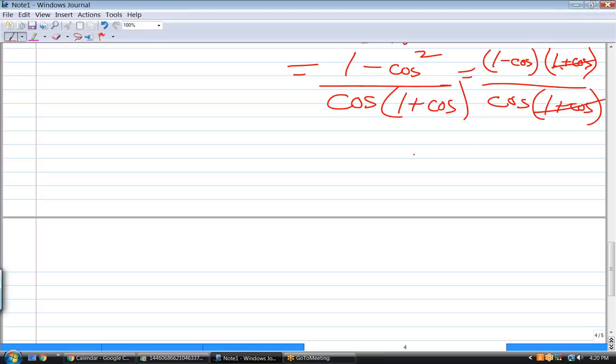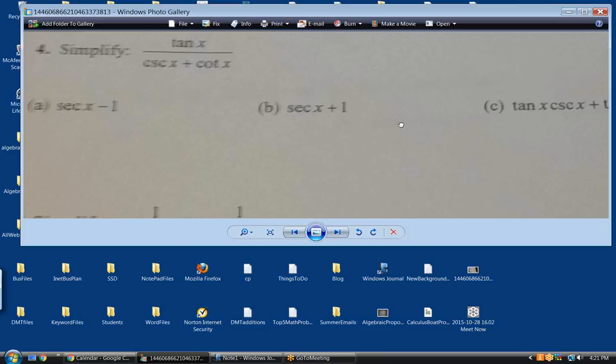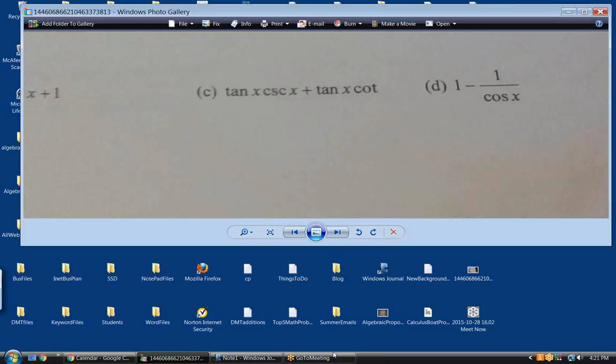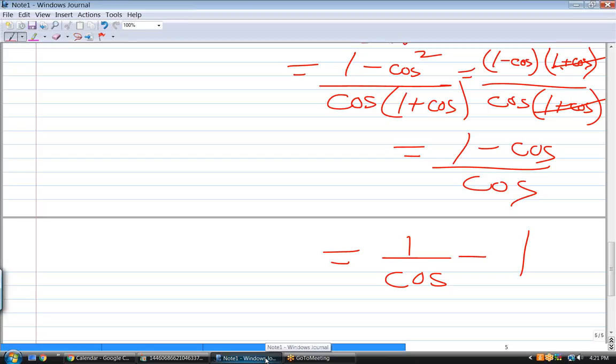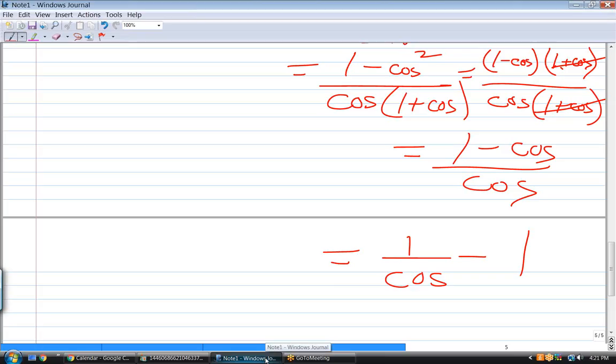Okay, now the bottom, I got something I can cancel. Cancel that with that. So now I have 1 minus cosine over cosine. That I can split into two fractions. 1 over cosine minus 1. And that was answer D, I think. 1 minus 1 over cosine. Not quite. We got it the reverse. Why do I have it as the reverse?